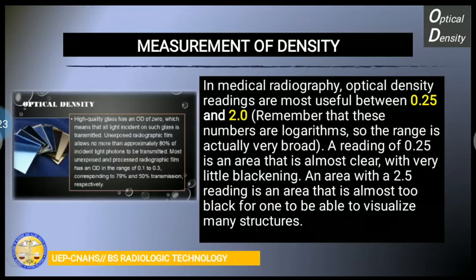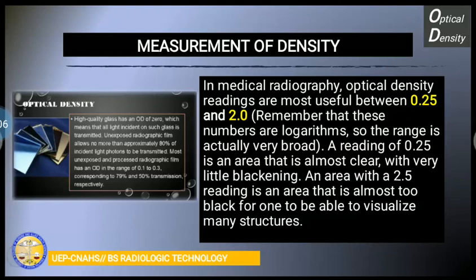So in medical radiography, optical density readings are most useful between 0.25 and 2.0. The most detailed images on a radiograph lie within an optical density of 0.25 to 2.0. Remember that these numbers are logarithms, so the range is very broad. A reading of 0.25 is an area that is almost clear, with very little blackening. An area with a 2.5 reading is almost too black for one to be able to visualize many structures.